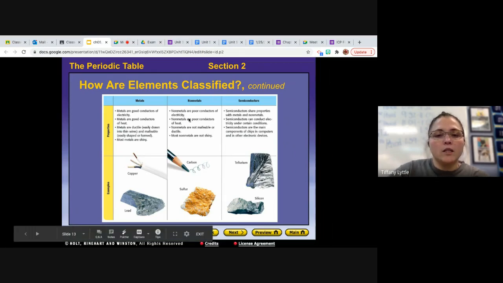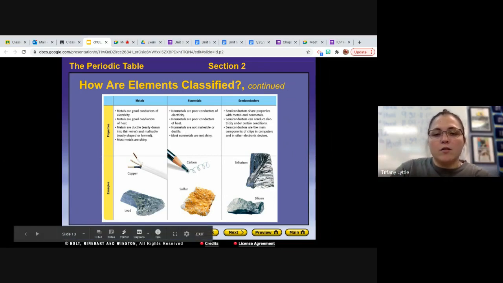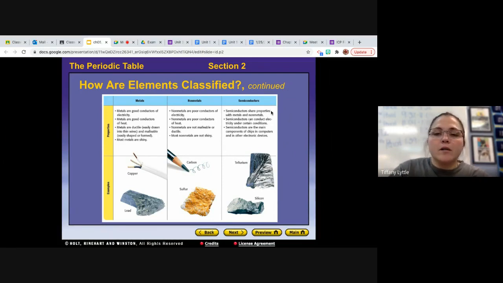Nonmetals are poor conductors of heat and electricity. They are not malleable, so when you hit them with a hammer or something, they're probably going to crack apart. They are not ductile. You cannot pull a nonmetal out into a thin wire. And most nonmetals are not shiny, so you have carbon and sulfur. Semiconductors share properties with metals and nonmetals. They can conduct electricity under certain conditions. They are the main components of chips in computers and in other electronic devices. And so some examples are tellurium and silicon.